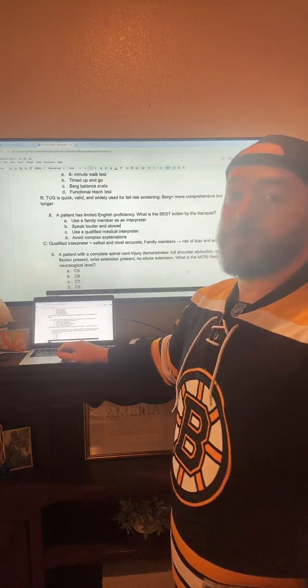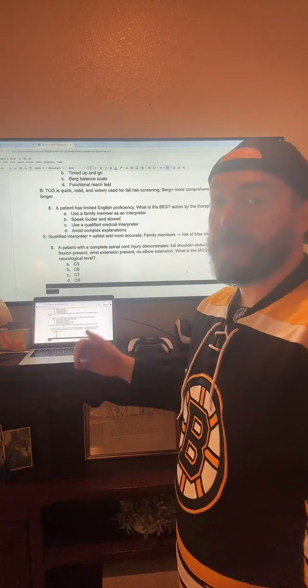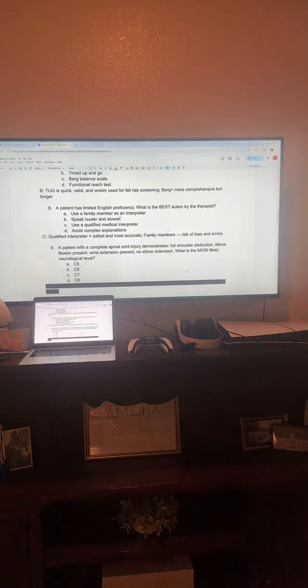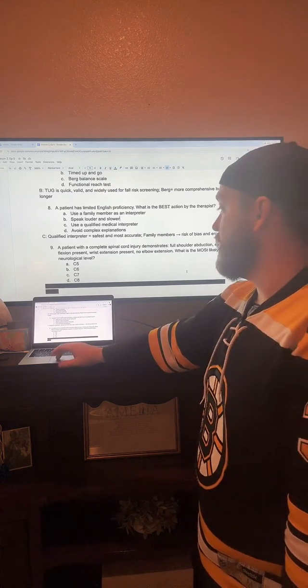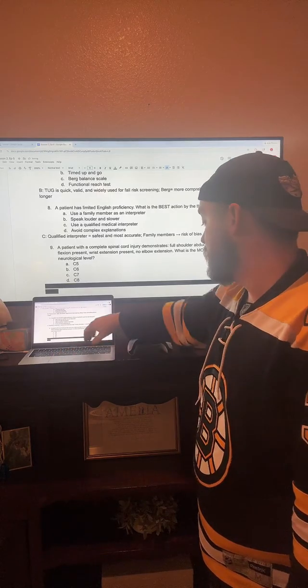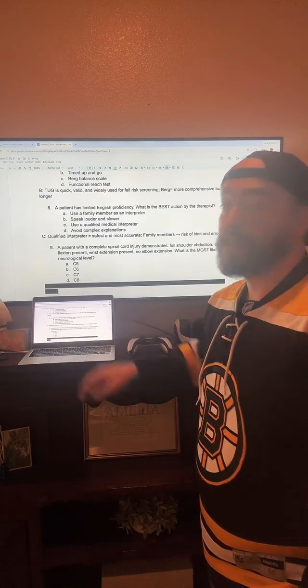Okay, we're going to move into some neuro questions. I've got a few here at the beginning about SCI specifically. A patient with a complete spinal cord injury demonstrates full shoulder abduction, elbow flexion present, wrist extension present, no elbow extension. What is the most likely neurological level? A, C5. B, C6. C, C7. D, C8.